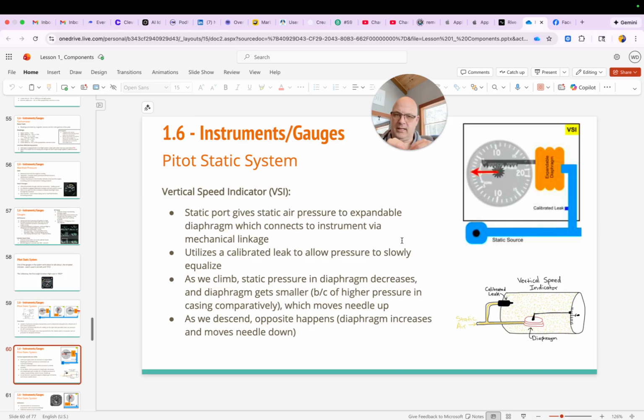It's as simple as that, and that's really the difference between an altitude indicator where there is no leak versus a vertical speed indicator, which has that leak, right? It normalizes to whatever altitude you end up at if you're descending or ascending itself.